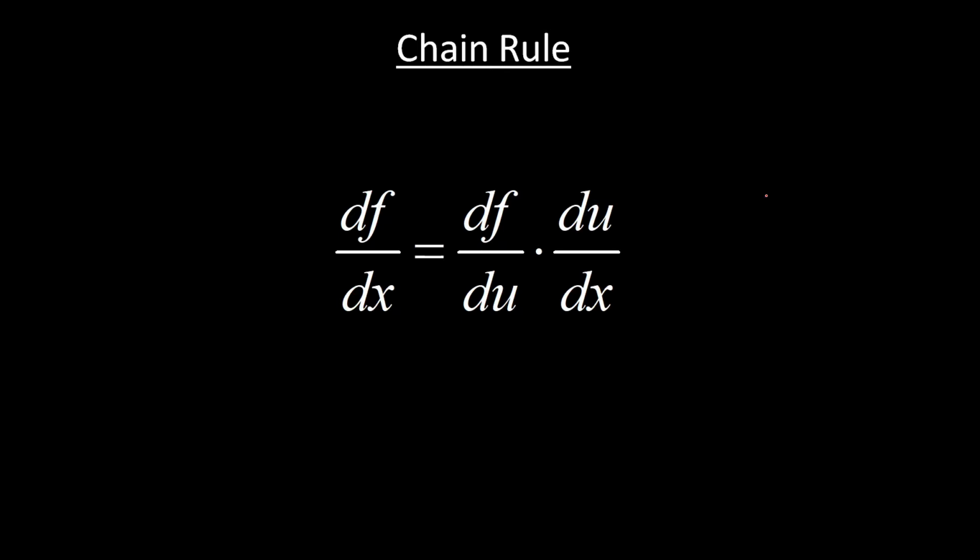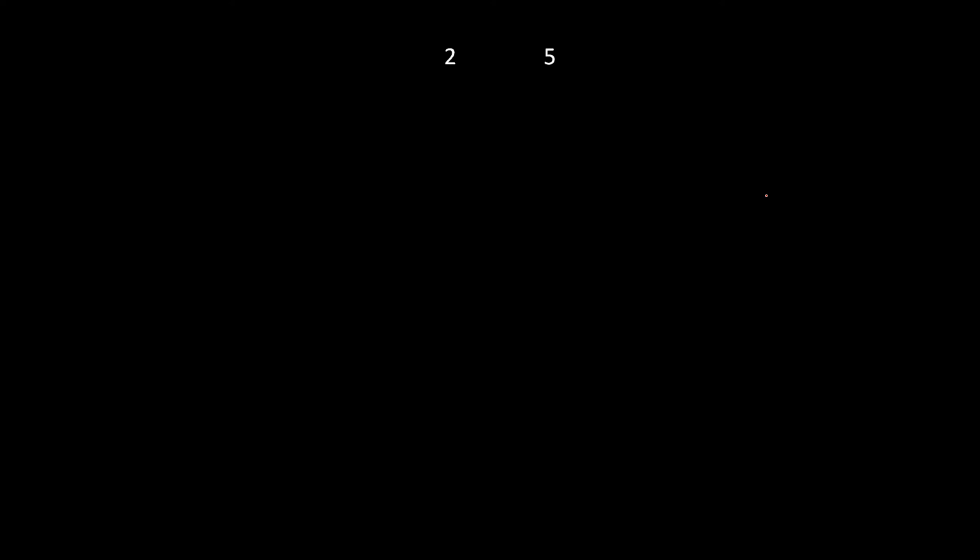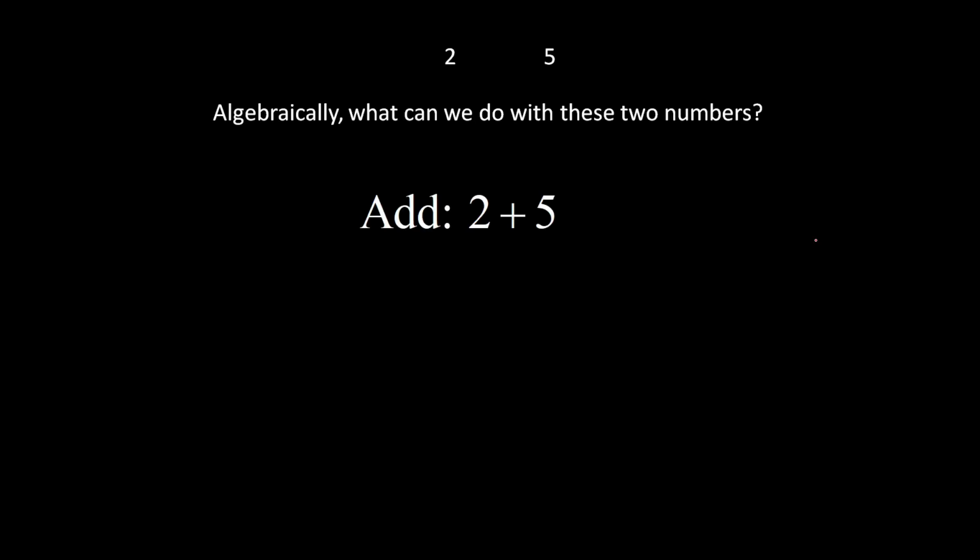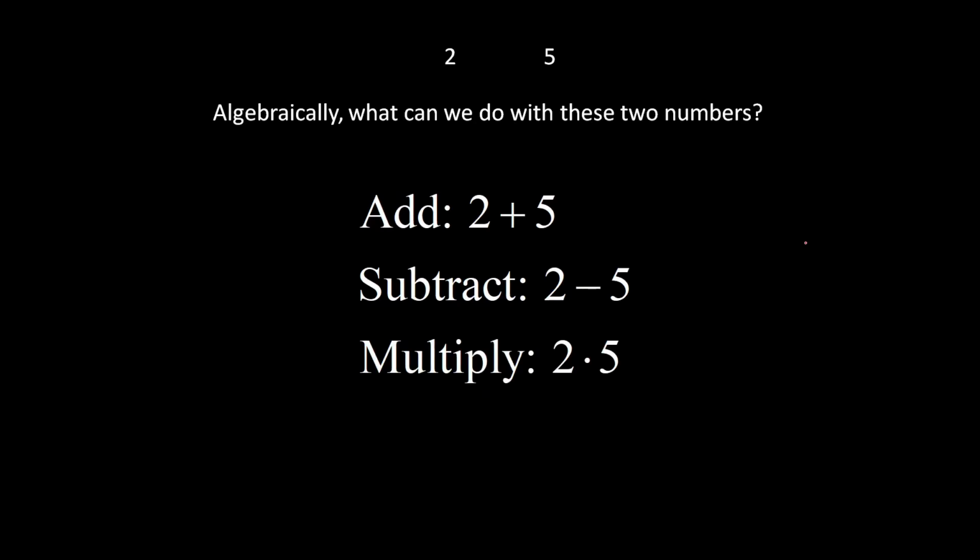So imagine you have two numbers, any two numbers. I'm just going to pick 2 and 5. Now, algebraically, what can we do with these two numbers? In terms of algebra, what can we do with them? Well, something we can do is we can add them. You're familiar with that? We can subtract, multiply, and divide. Algebraically, meaning in terms of algebra, these are the 4 things that we can do with numbers, these operations.